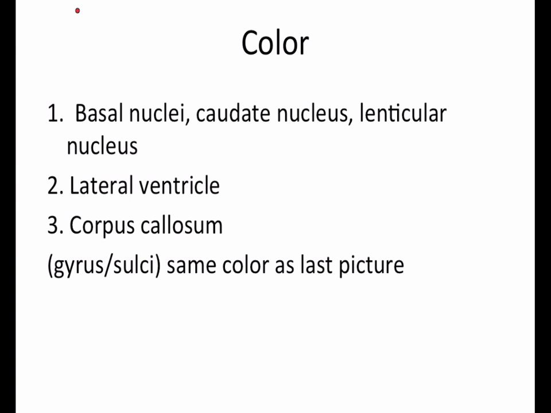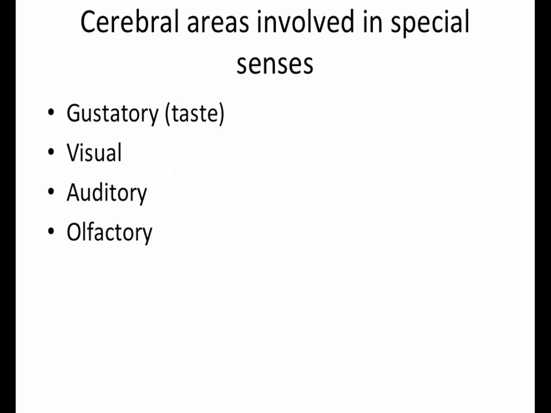Okay, the next thing I gave you is some more things to color. You can color each one that's labeled in a number 1 color, except for the gyrus and the sulcus. Make sure you color those the same as the last picture that you colored, and we're on the next page of our study guide. I don't think I included a picture here.